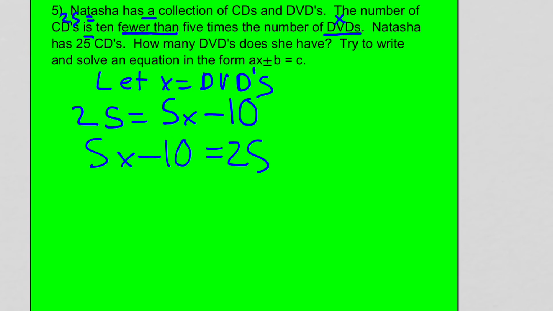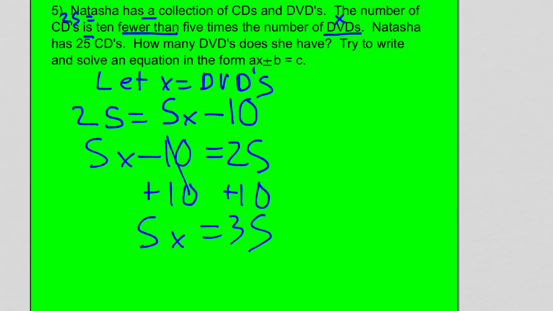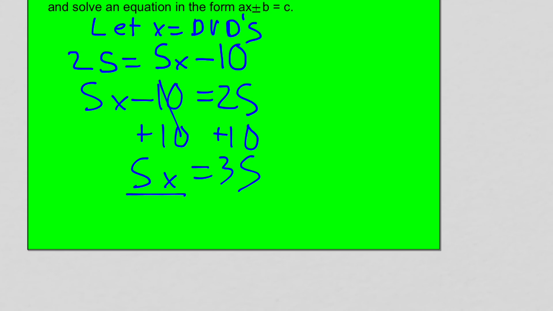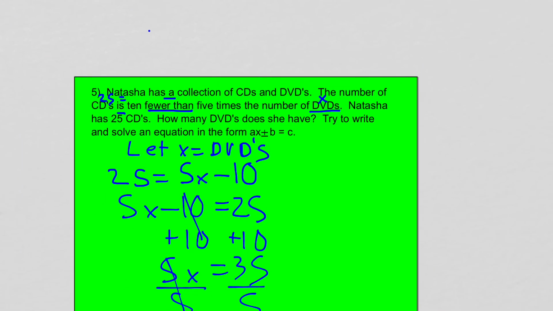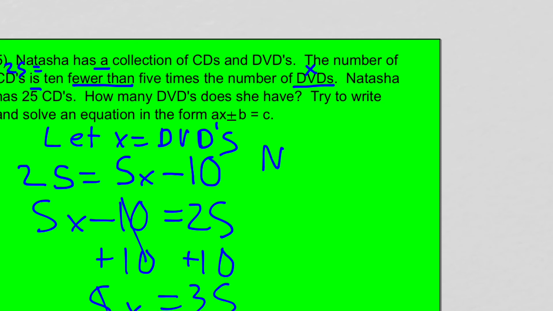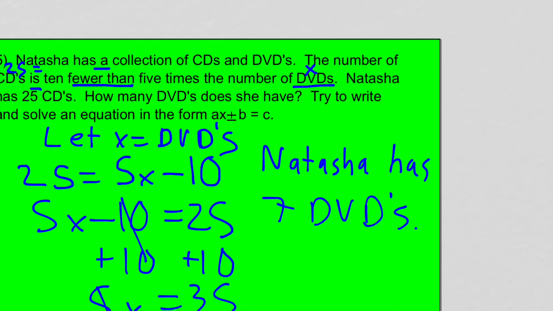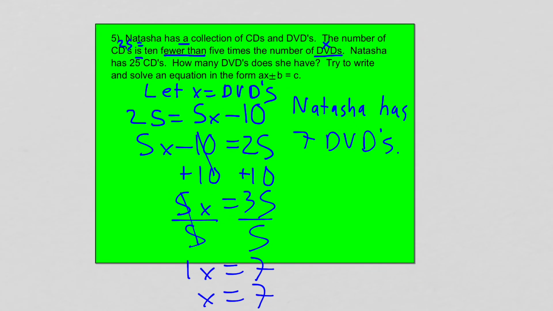Solving it now, we're probably pretty good at. Plus 10, plus 10. This goes away. We have 5x equals 35. 5 multiplied by x, divide by 5, divide by 5. 1x equals 7, or x equals 7. Go back to the beginning. X was DVDs. Natasha has 7 DVDs. So that's the challenge, is to try to take the English and translate it into algebra.